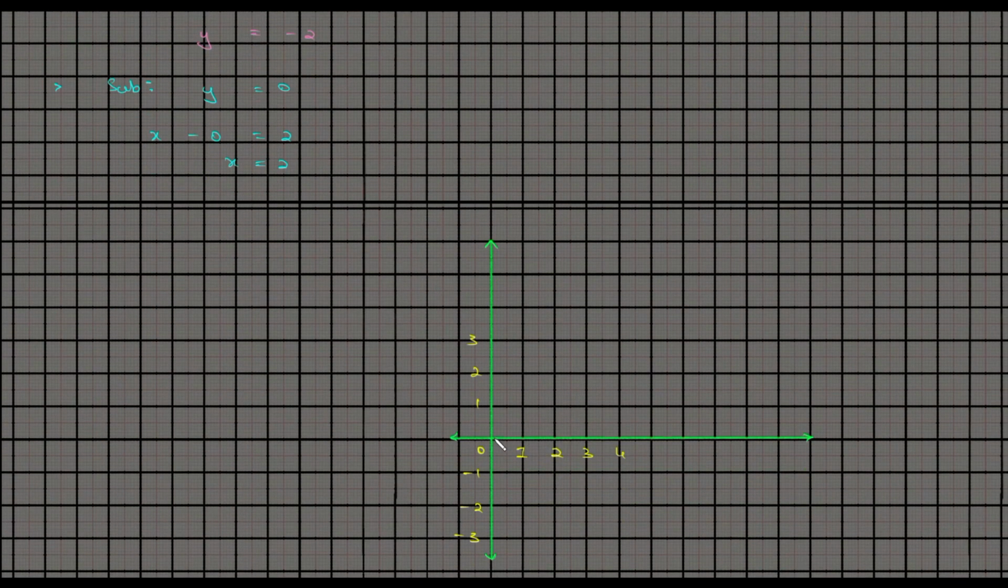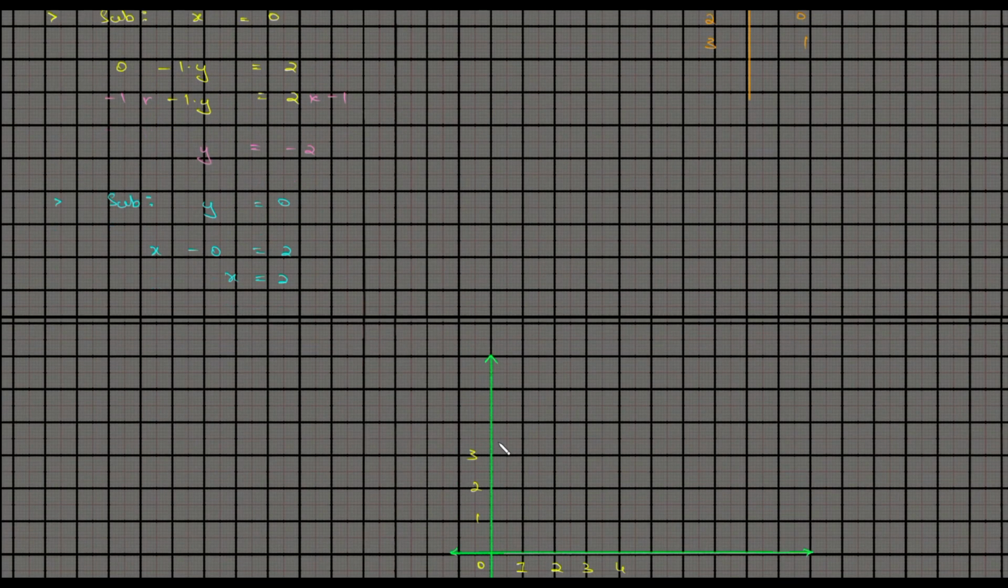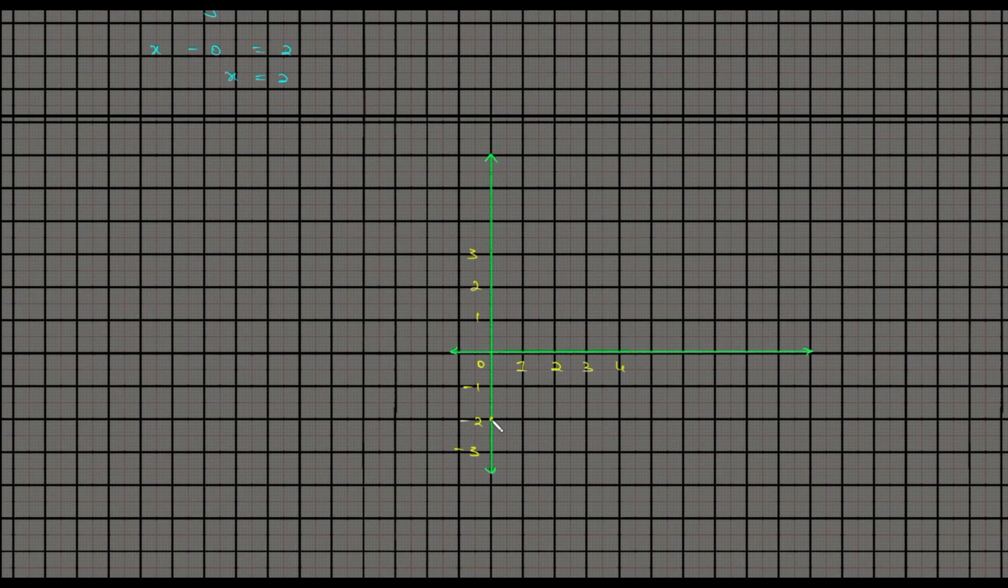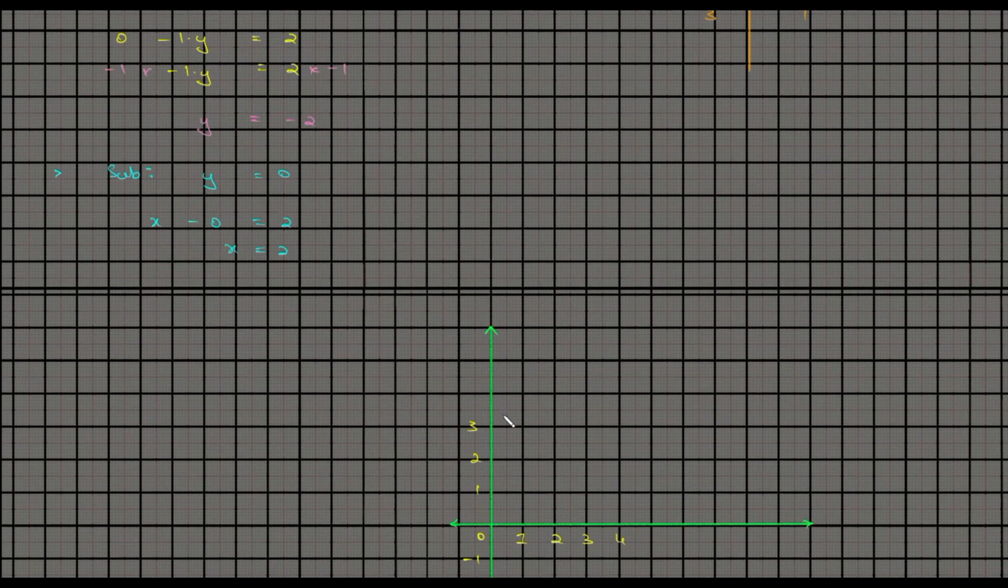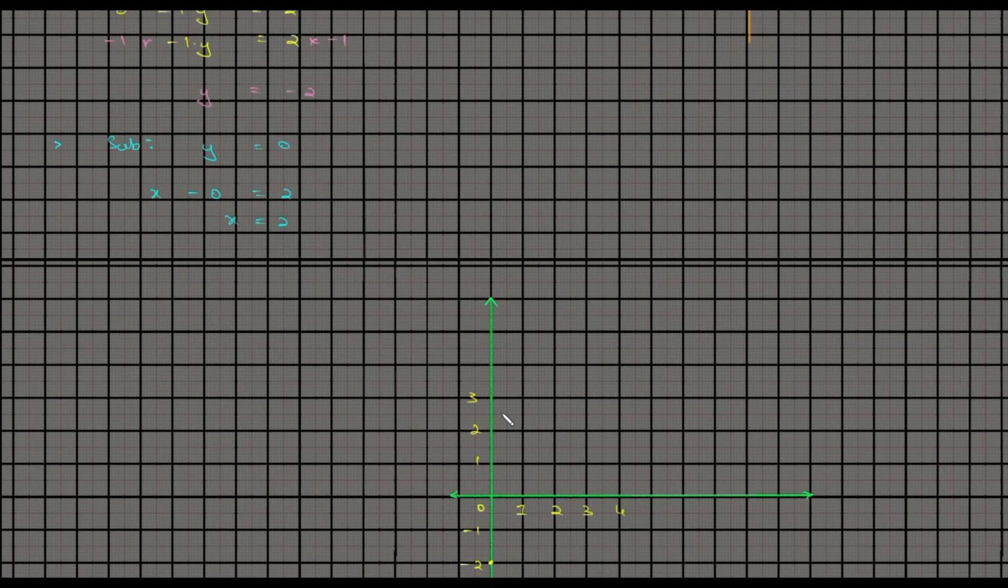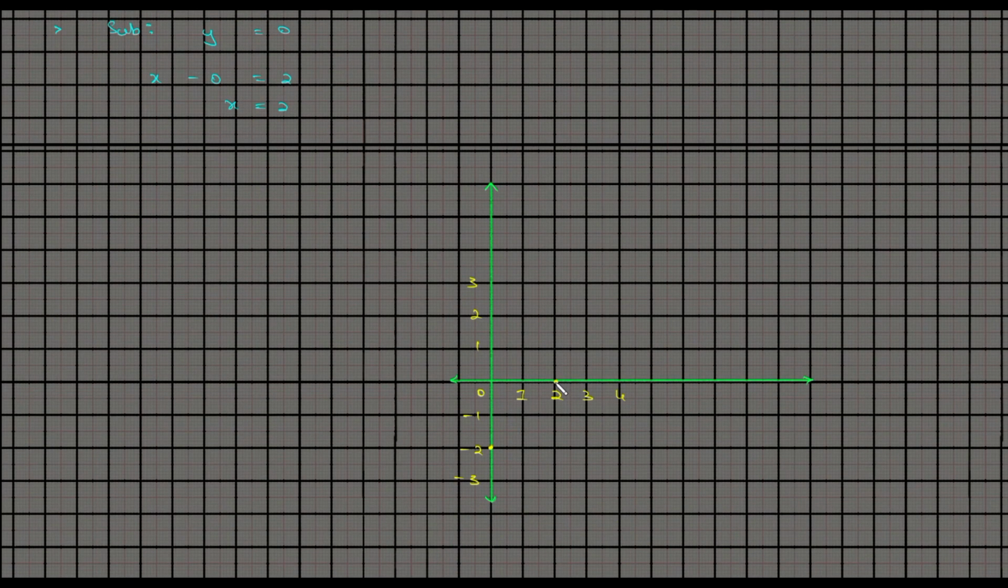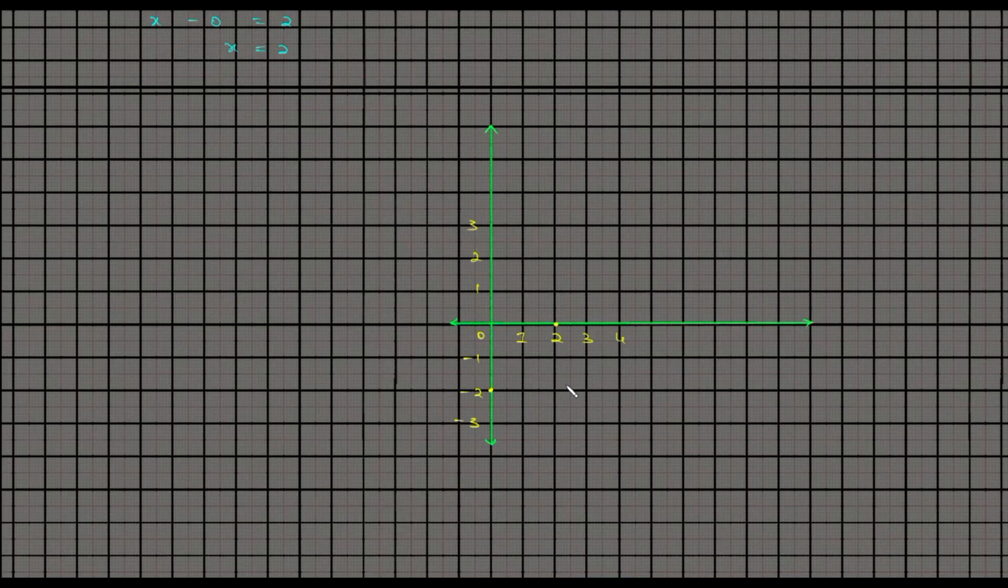Okay. So first value is 0 and negative 2. 0 and negative 2 is over here. And 2 and 0 is over here. 3 and 1. Okay. Keep your scale. Things look right, so we need not verify anything. And if you do this, you will get a straight line.